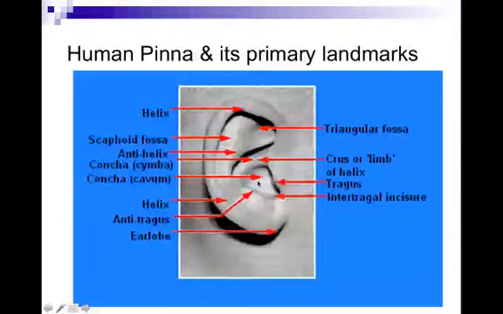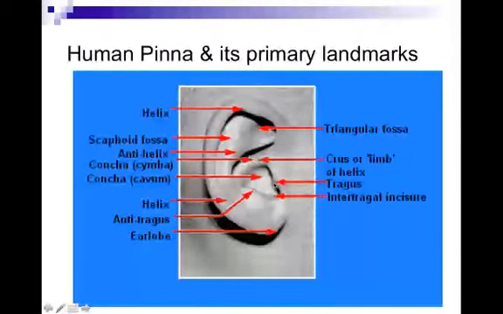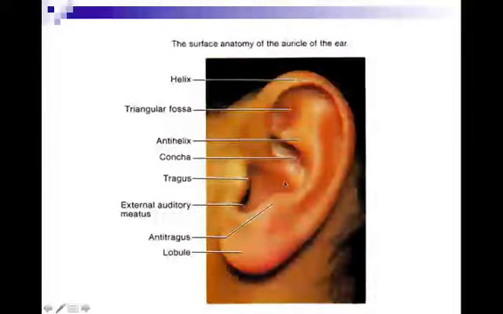And the concha is what leads to the external auditory canal, or the opening of the external auditory canal over here. Here's another, more real picture of the external ear, showing you those different landmarks. So here we have the external auditory meatus, or the ear canal. That's kind of covered by this tragus.